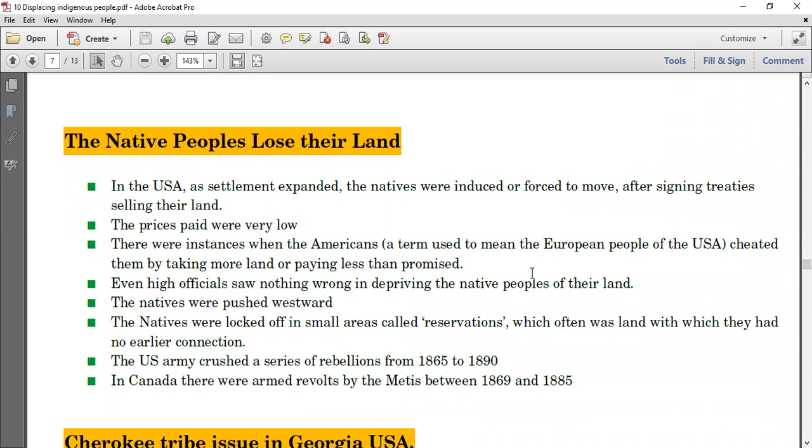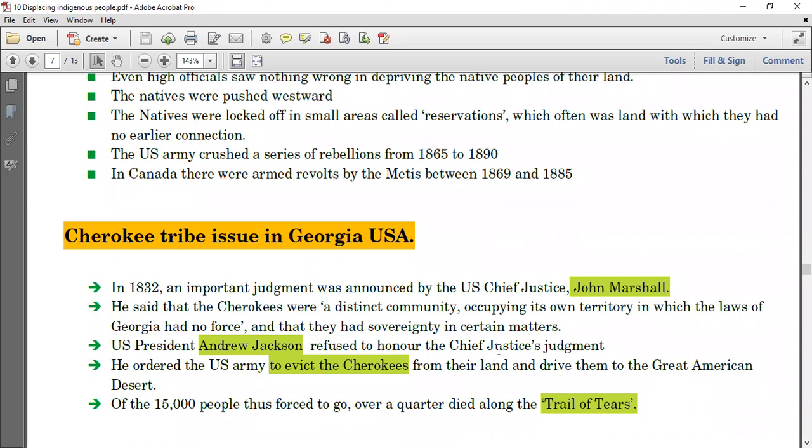The US Army crushed a series of rebellions from 1865 to 1890. In Canada, there were armed revolts by the Métis between 1869 and 1885.